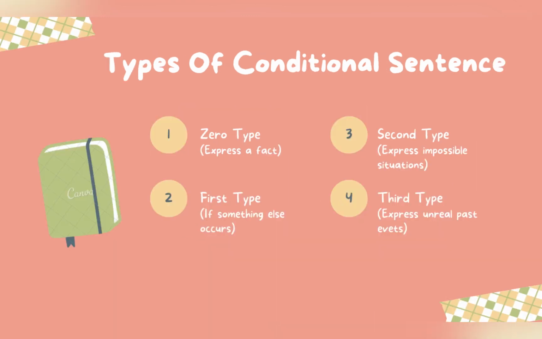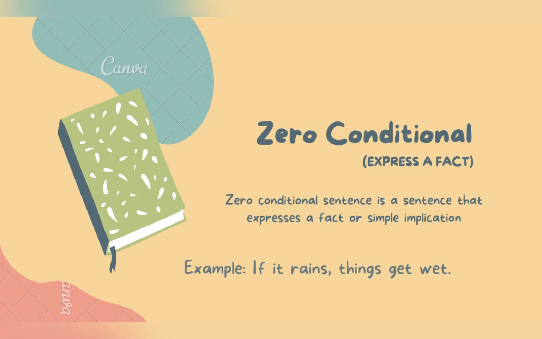We have 4 different types of conditional sentences. Number 1 is zero conditional. Number 2 is first conditional. Number 3 is second conditional. And the last one is third conditional.